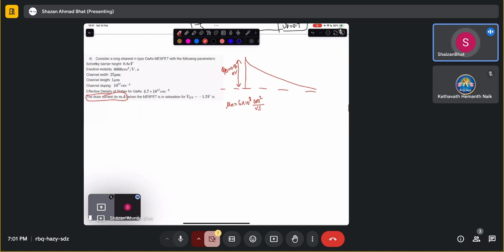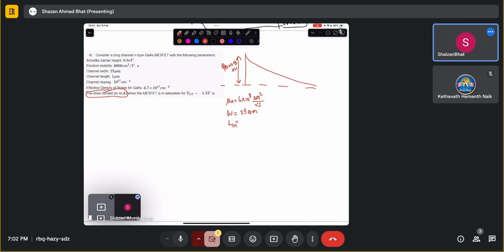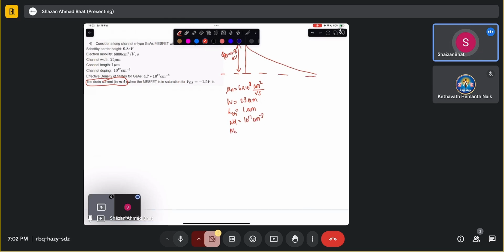Channel width, let's call it W. I don't know how the professor has denoted it, but let's call it W because it sounds good. And channel length, let's call it L. LCH is 1 micron. Channel doping, let's call it ND, which is 10 to the power 17 per centimeter cube. Effective density of states of the conduction band is 4.7 into 10 to the power 17 per centimeter cube.